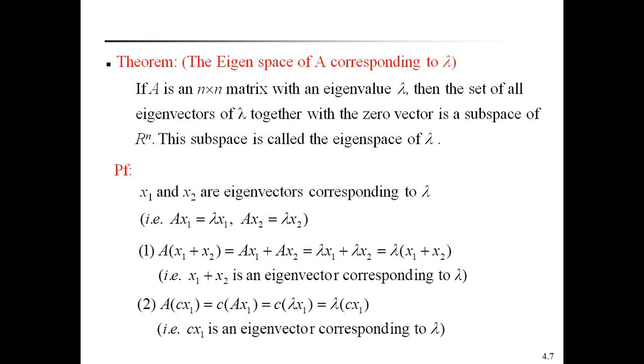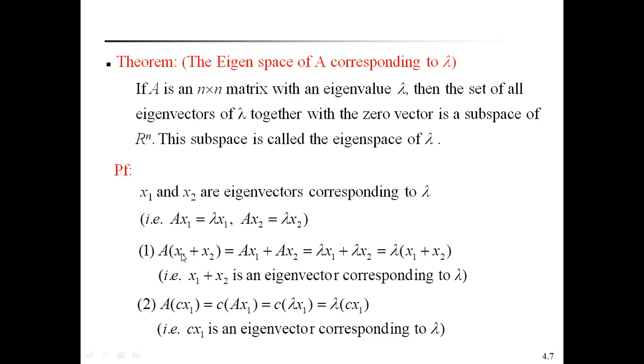Next, to verify whether it is closed under scalar multiplication or not. For that, A into cx1 is equal to c into Ax1, that is equal to c into lambda x1. So that is equal to lambda into cx1. See, the vector cx1 is the eigenvector corresponding to the same lambda.